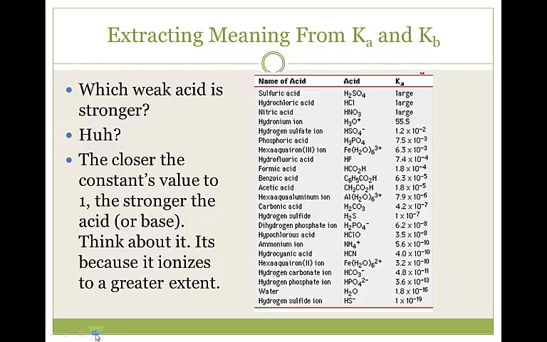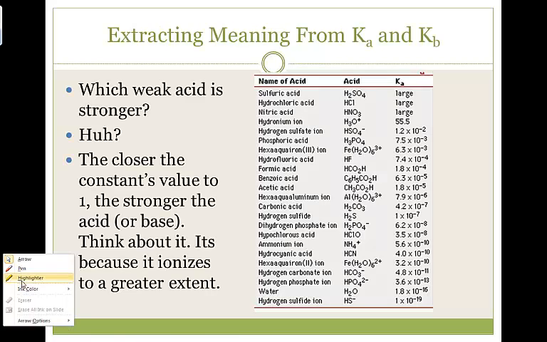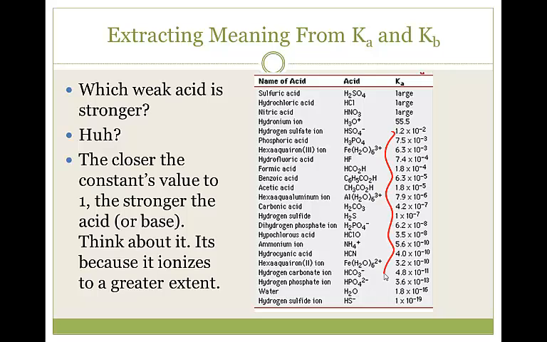Okay, so our last slide here basically is going to restate what I said before about just knowing that the larger the number is, the stronger that acid is. That's essentially all this slide is about: the larger the number, the stronger the acid is. We're still going to call these things weak acids, but not all weak acids are created the same. Some are more acidic than others.